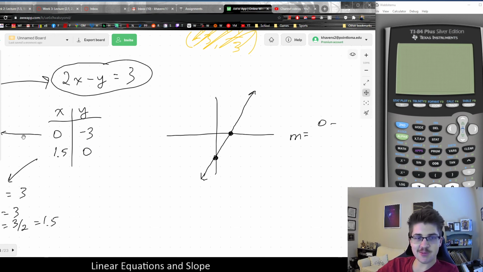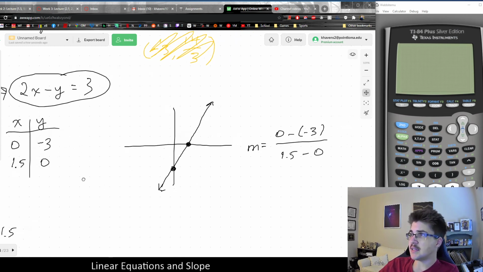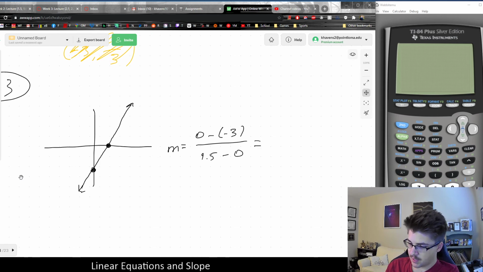And notice that the intercepts are really nice because there's some zeros. 0 is the easiest number to work with. And then minus y1 would be minus negative 3. And then we'd have over x2, which is 1.5, minus x1, which is 0. So that's about the easiest math I can probably do, which is double negative 3 is positive, and 1.5 minus 0 is 1.5. And then 3 divided by 3/2, this should just be 2.